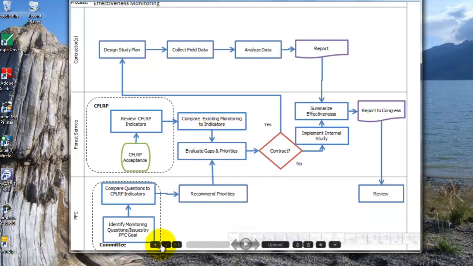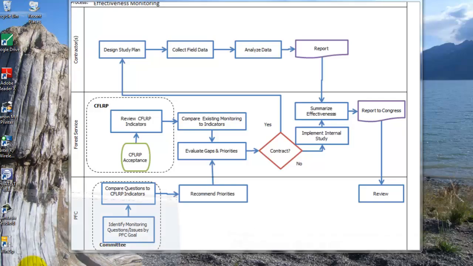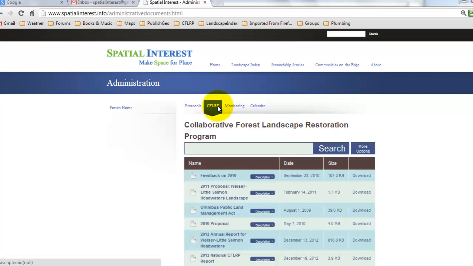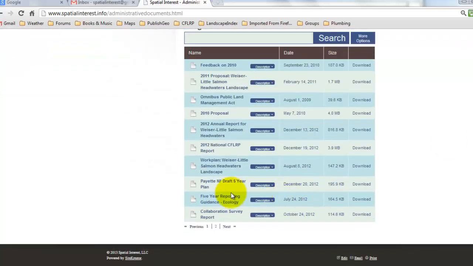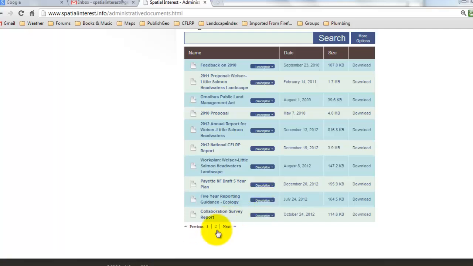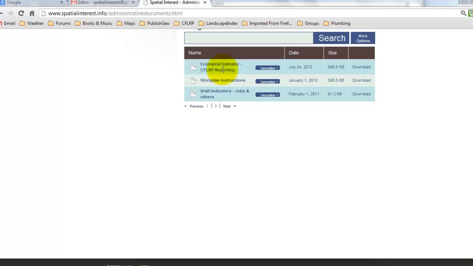I mentioned several different documents, so similar to implementation monitoring, I'd just like to point out where those are on the website. Going to administration and CFLRP, there is the 5-year reporting guidance for ecology. This is actually a letter that was sent to the regional foresters and states that this is a policy nationally for the 23 projects. And the ecological indicator for CFLRP reporting is the detailed description of the reporting requirements for that aspect of projects.